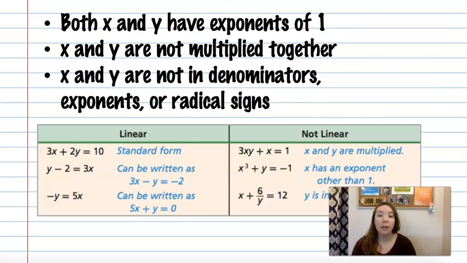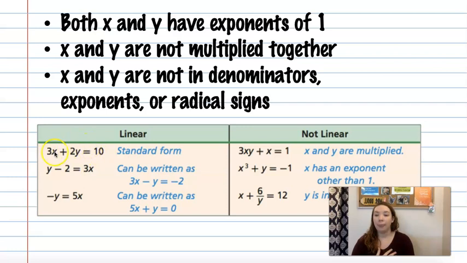So, determining if something is linear or not linear. We've talked about this before, but as a refresher, both x and y can only have exponents of 1. They can't be squared. They can't have radical symbols, anything like that. x and y are not multiplied together. They are either separated by addition or subtraction. x and y are not in denominators of fractions. They're not in exponents, and they're not in radical signs. So the table right underneath gives you some examples of linear versus not linear.